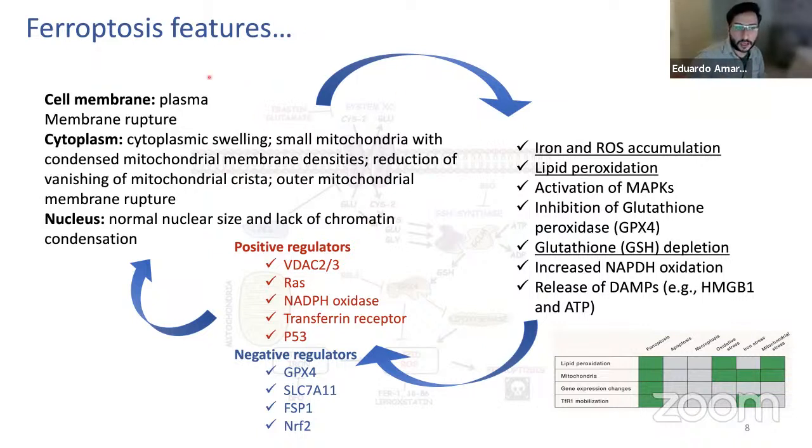So usually this form of death is associated with iron and ROS accumulation, lipid peroxidation, activation of MAP kinases, inhibition of glutathione peroxidase 4, glutathione depletion, increased NADPH oxidation, and release of DAMPs, as I mentioned before, for example, HMGB1 and ATP.